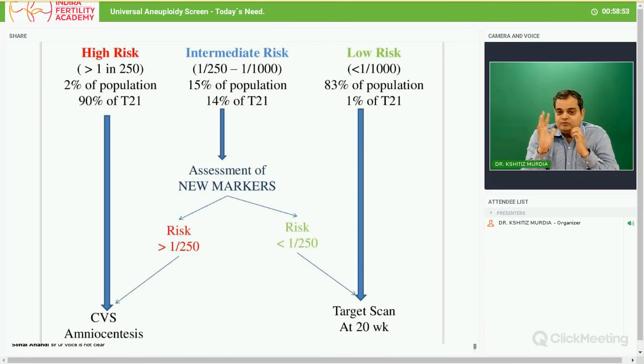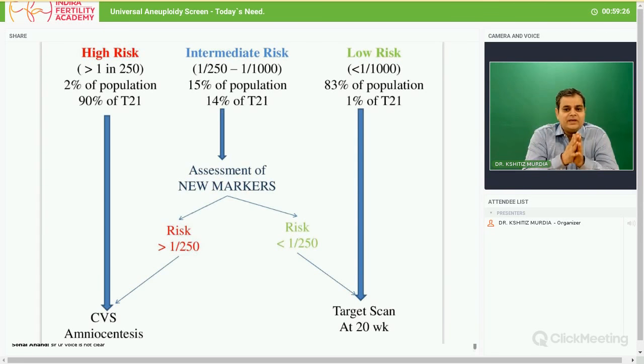So it's not a foolproof procedure. You have to counsel the patient that this risk is there, but it's very low. You can go ahead easily. The second group is intermediate risk, and the third one is high risk. High risk is when the risk is 1 in 250 or higher, and collectively around 2% of the population will contribute to the high risk group, but it yields around 90% of the trisomy 21. The third category is intermediate risk, when the risk falls between 1 in 250 and 1 in 1,000.